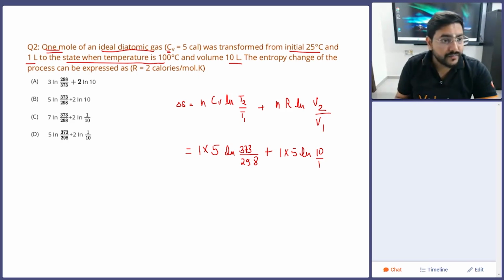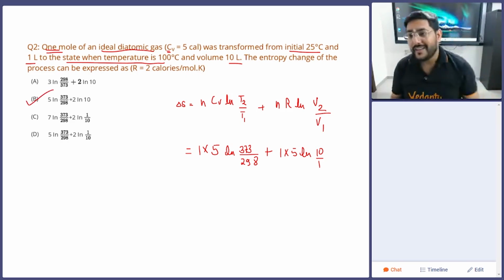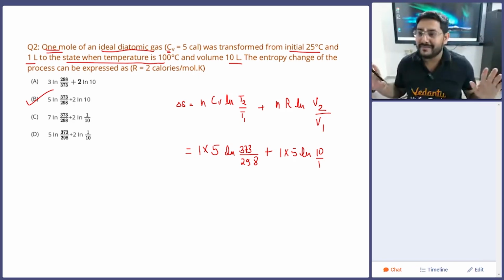I think you got the answer. The right answer will be B. It's just a formula based question. You have to just put the values in the formula and that's it. Game over. I think this is the easiest question of this paper. Yes or no?